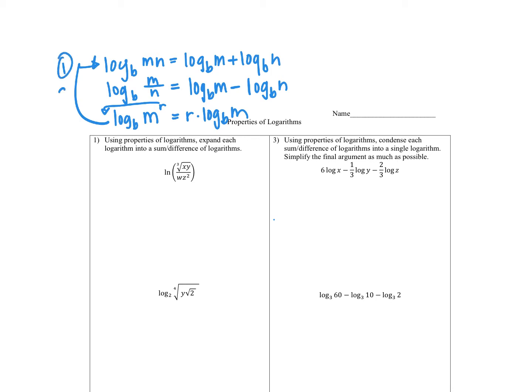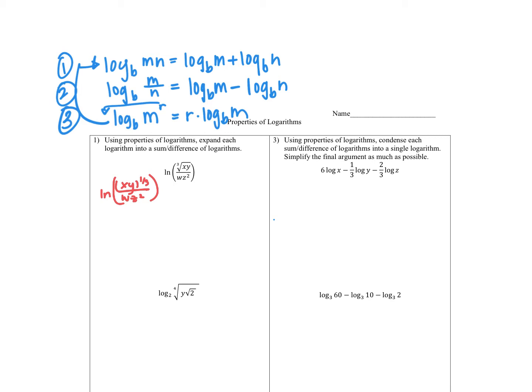I'm going to number them so that it can help when we're talking about it here. So when you see the properties of log, one of the things that I like to change is not seeing radicals and rewriting them as exponents. So here on number one, we're going to rewrite this as natural log of xy to the 1/3 power, all over wz squared. Again, it's natural log of all of that.